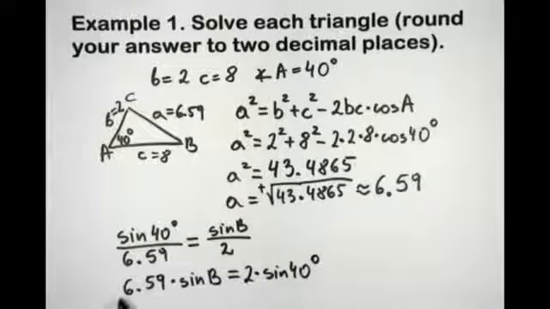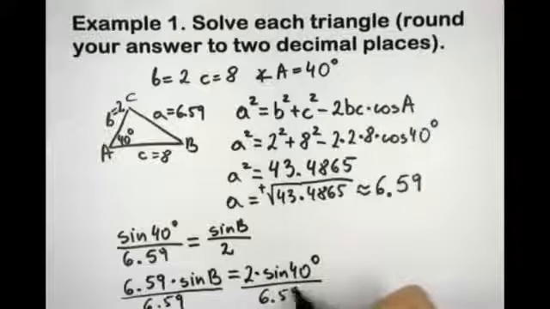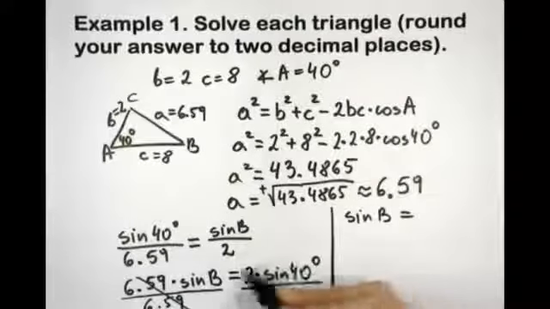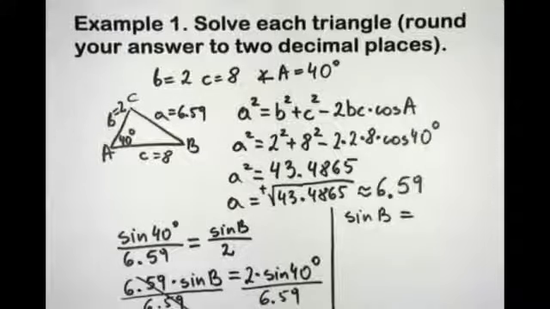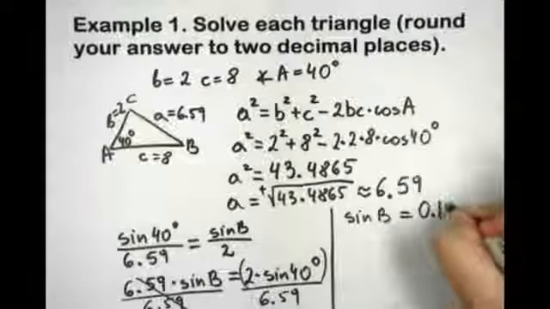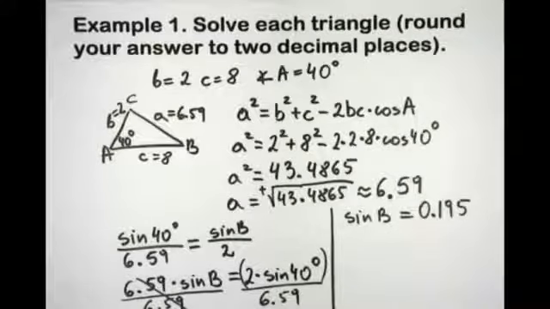Now we can divide by 6.59. This cancels out. So I'm getting that sine B is equal to everything this. I will punch this on my calculator, everything together. When you punch it, make sure you put a bracket, because that's on the top. 2 times sine 40 degrees divided by 6.59. My answer is 0.195. And to solve for B, we need to take the sine inverse.